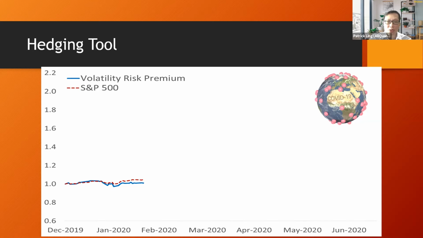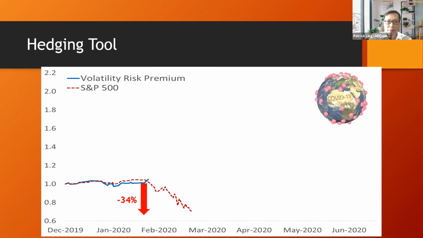I'll just use the volatility premium strategy to illustrate how it acted as a hedging tool during the peak of the COVID-19 crisis in the early part of last year. The dashed red line represents the S&P 500, while the blue line represents our volatility risk premium strategy. At the peak of the crisis in March, the S&P 500 dropped 34% from peak to trough.